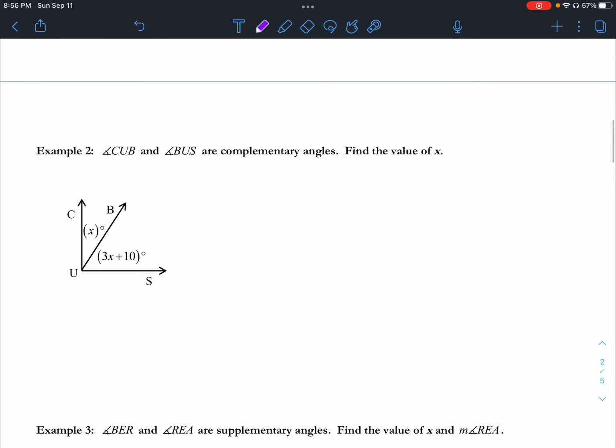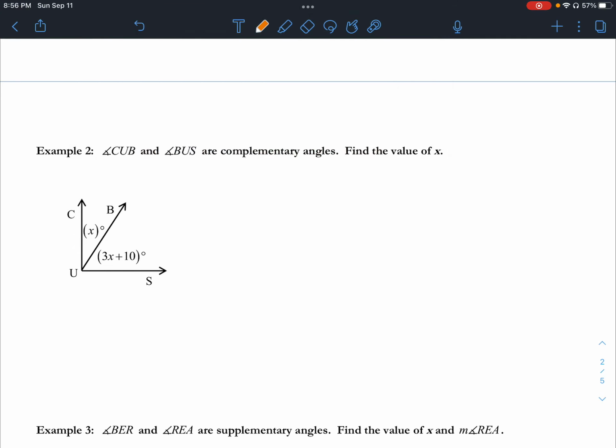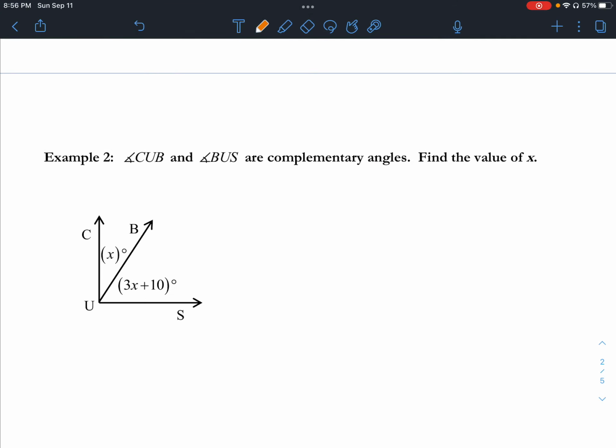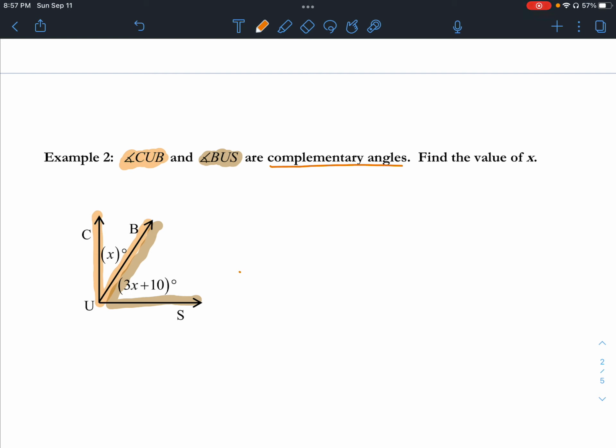Example number 2, check this one out. This is when we start applying some of the stuff that we have learned in various situations. It says right here, hey, these two angles, CUB, so if I'm going to highlight this actually, CUB is this angle right here. That angle, if I have it next to this angle, BUS, together those things should be complementary angles, which means that they are going to add up to 90 degrees.